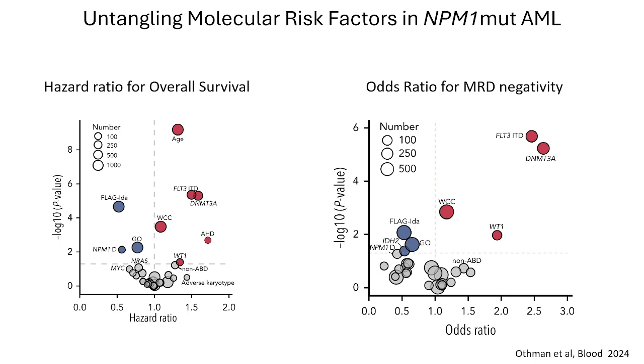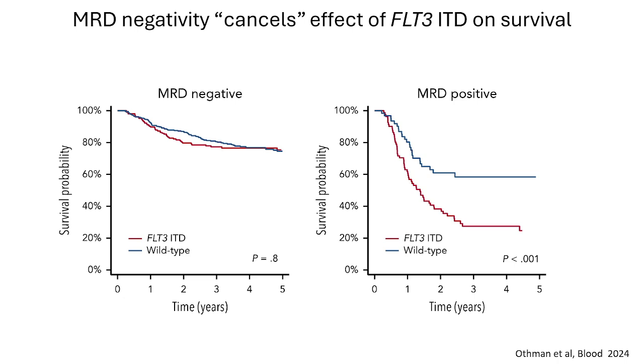But what was interesting was these same factors appeared to predict patients who would remain MRD positive. So therefore we wondered whether achievement of MRD negativity would cancel out the adverse effect of these co-mutations. Indeed, this appears to be the case for FLT3 ITD.